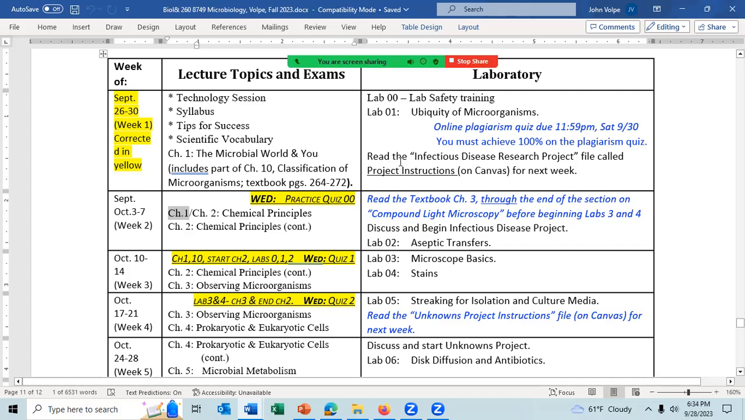Also by 11:59 p.m., you should have the online plagiarism quiz taken. And don't wait until the end for the plagiarism quiz, because if you don't get 100%, you can retake the quiz up to like 7 times.